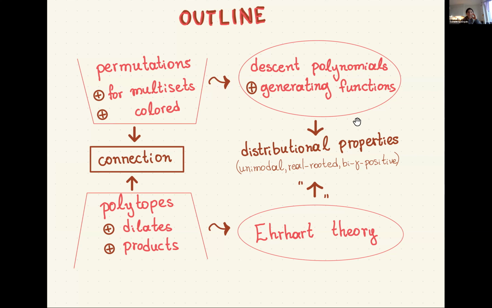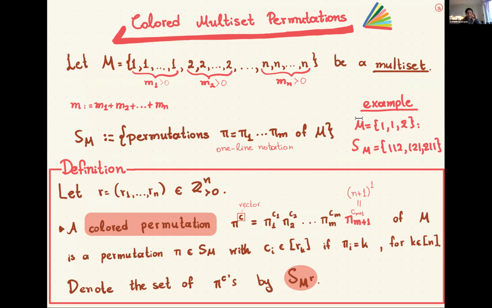Okay, so to get started, I'm going to start with the definition of colored multiset permutations. So you all know permutations, right? We denote the set of all permutations of n elements with S_n. Now I can think about a multiset instead and permute its elements in turn. By multiset, I mean a set where every number from 1 to n appears at least once. So it appears with multiplicity m_i, where m_i is greater than 0, for everything from 1 up to n. And then I can denote by S_m the set of all permutations of this multiset, right?